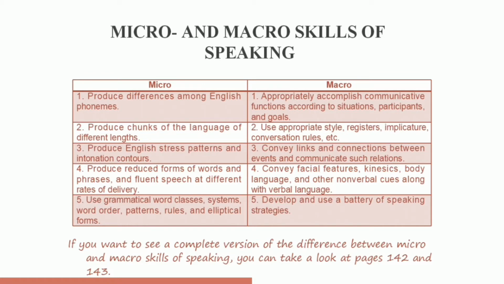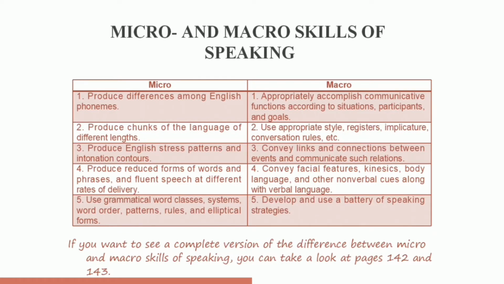in an utterance. Fourth, produce reduced forms of words and phrases and fluent speech at different rates of delivery. The last one is, use grammatical word classes, systems, word order, patterns, rules, and elliptical forms. We move to macro skills. First, appropriately accomplish communicative functions according to situations, participants, and goals. The second is, use appropriate style, registers, implicator, conversation rules, and etc.